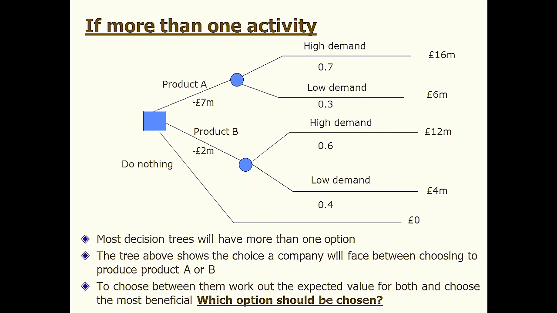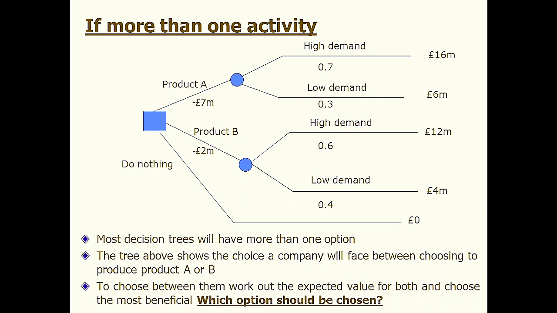Do see that over here we have an initial cost attached to both the products. For product A that is a cost of 7 million, and for product B there is a cost of 2 million. Remember they are mentioned in negative because these are costs, so that means this will be an outflow for the business. So which option should be chosen? You can pause this and try to calculate, and we'll move on with the solution.